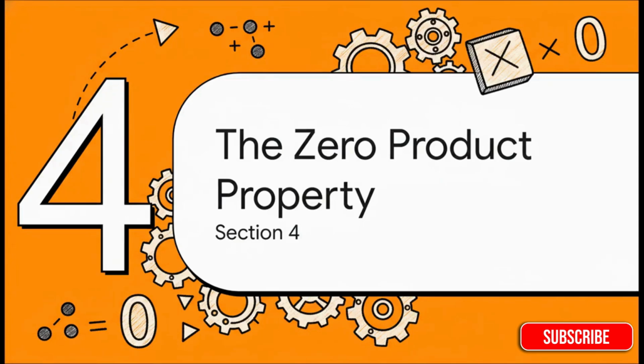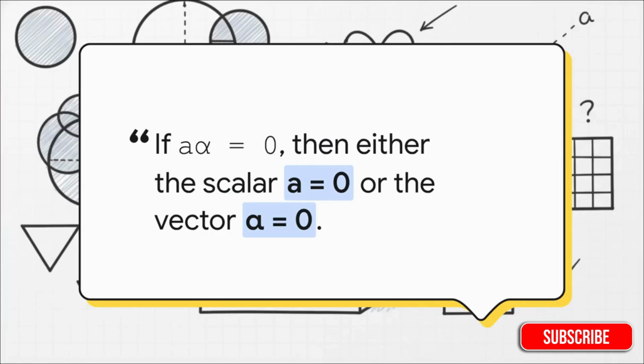Okay, so now that we're all warmed up, let's take this logic and apply it to something a little more complex, but just as important. We're going to tackle something called the zero product property. So what does this even mean? It's actually pretty simple. It says that if you multiply a scalar and a vector together, and you get the zero vector as the answer, then one of those two things you started with had to be 0. You can't just multiply two non-zero things and get 0 out of thin air.